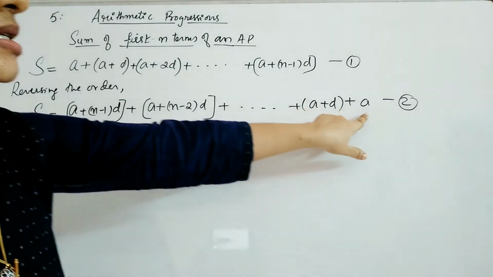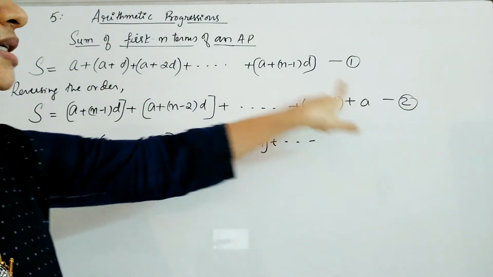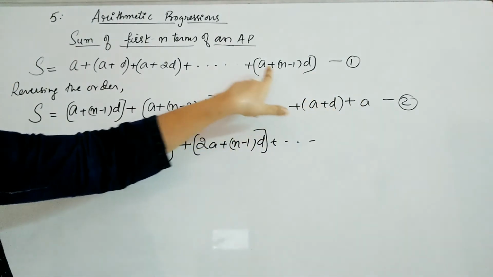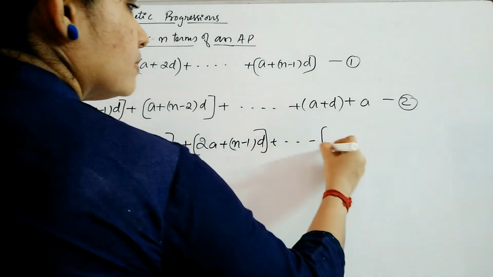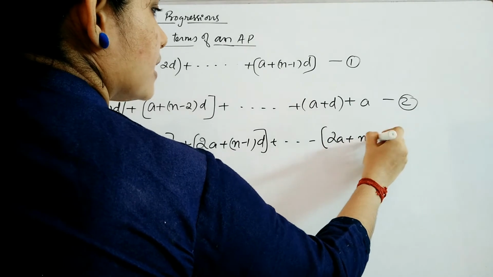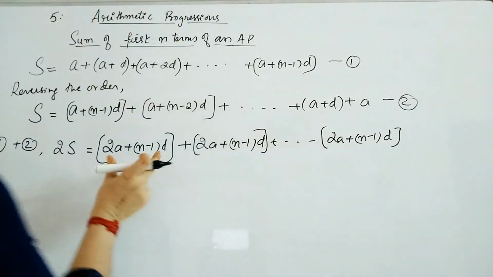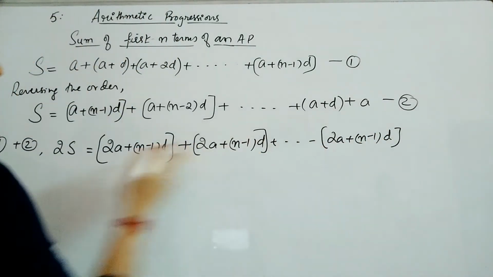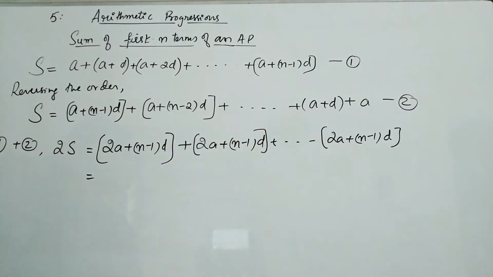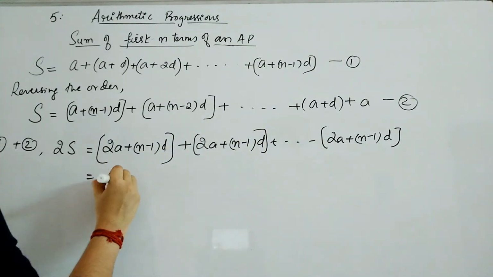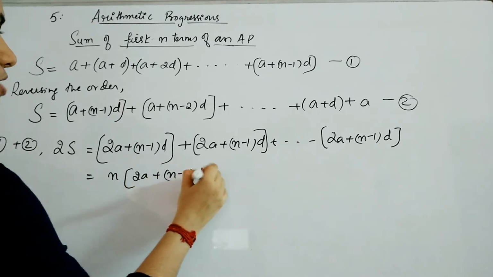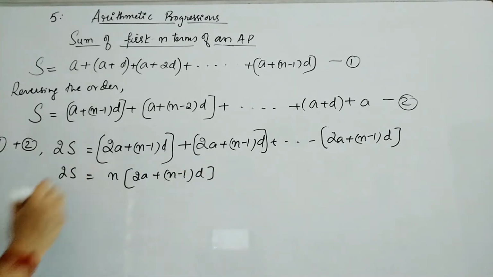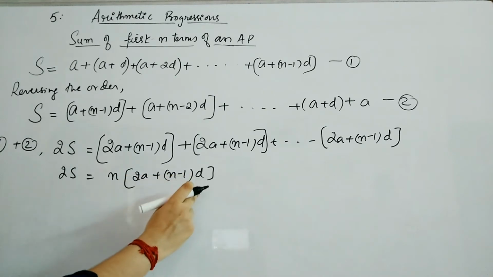Now moving to the last term, this is the last term in the second equation, and this is the last term in the first equation. So you get A plus n minus 1 into D plus A, which becomes 2A plus n minus 1 into D. So all the terms after adding correspondingly give you the same thing. And how many times will you have this? N times. So the total will be n into 2A plus n minus 1 into D. So 2S is equal to n into 2A plus n minus 1 into D.